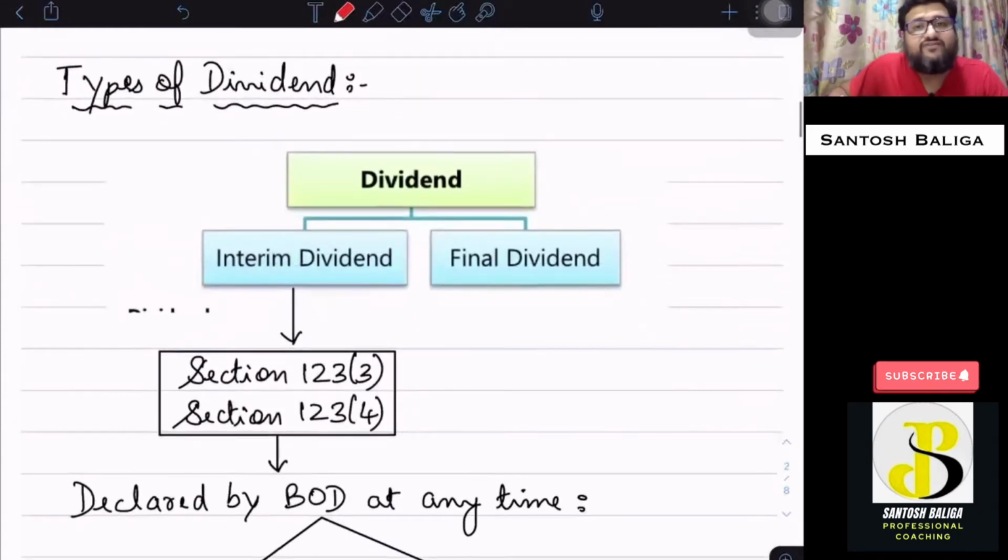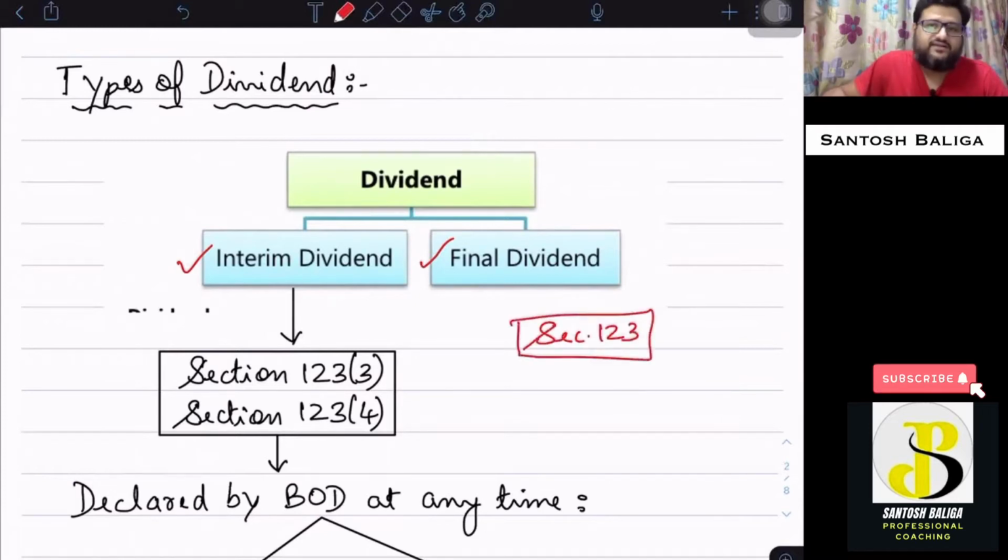Now, what are the types of dividend which can be paid by the company to the shareholders? It may be interim dividend or it may be final dividend. Now, what is interim dividend? What is final dividend? All these things are covered under section 123 of the Companies Act. And what are the conditions for providing interim dividend or final dividend? What are the sources through which these dividends can be provided? Everything is provided under section 123. So let's go through section 123. First of all, let us understand interim dividend in this session.